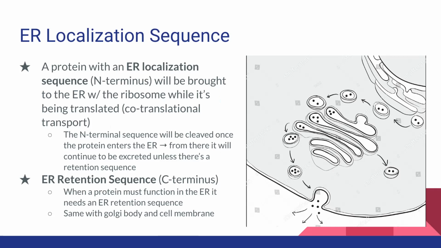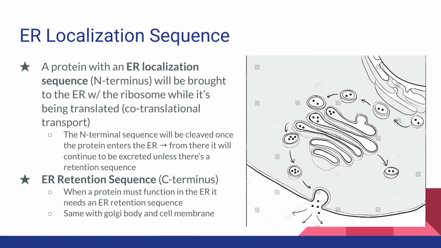Would anything happen if the localization sequence didn't get moved on? Yeah, so that's actually probably a good test question. If you don't have any localization sequence, then it would just stay in the cytosol, right? Because proteins that stay in the cytosol don't have any retention sequence, because the ribosome will just fully translate it in the cytosol and then it has nowhere to go, so it'll just stay there.